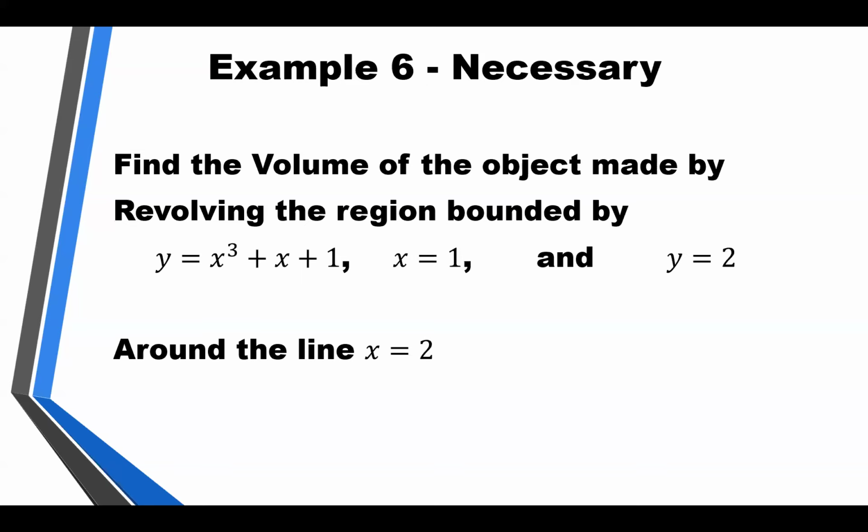Now we may ask, why do we need a new method for volume? Well, it turns out having the disk method and the shell method is pretty necessary because of the way they interact. When I rotate around a horizontal line, in the disk method, I integrate with respect to x. In the shell method, I integrate with respect to y. That's the reverse if I rotate around a vertical line.